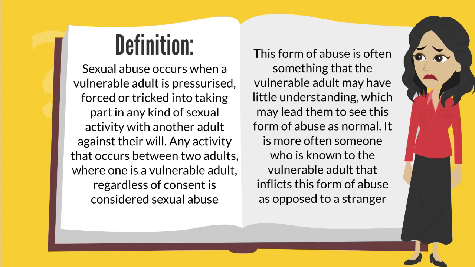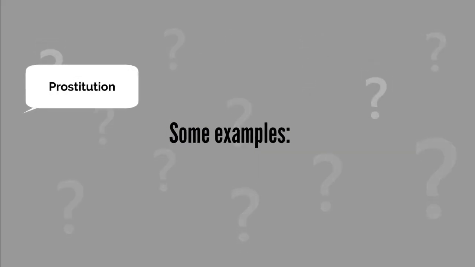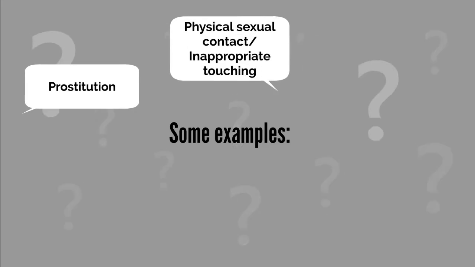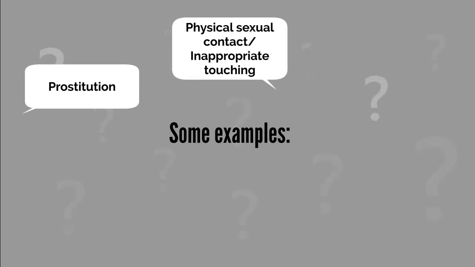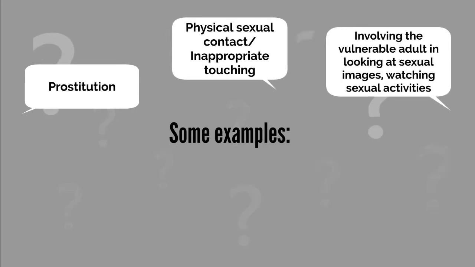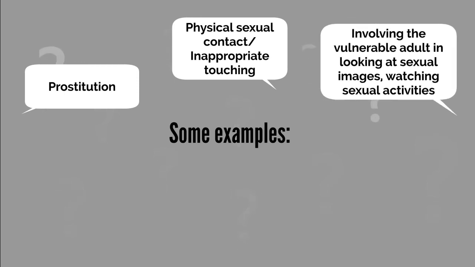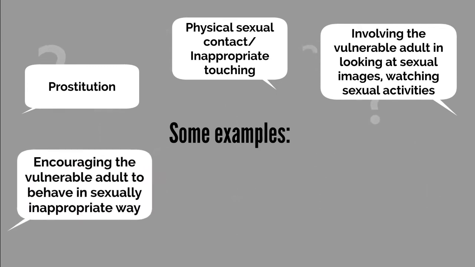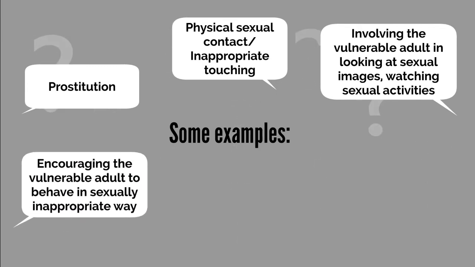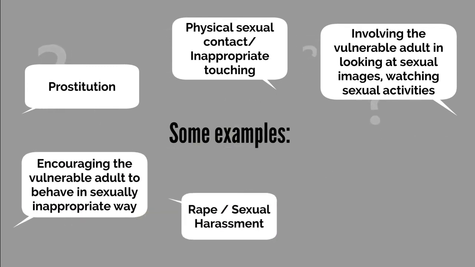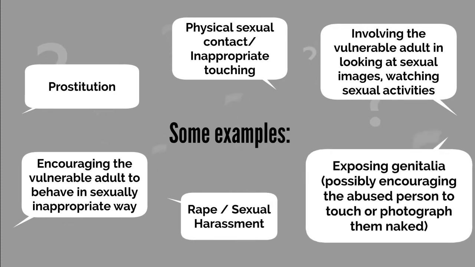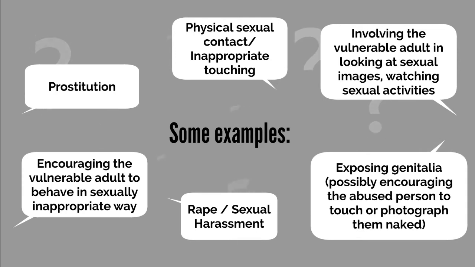Examples of this form of abuse are prostitution, physical sexual contact, inappropriate touching, involving the vulnerable adult in looking at sexual images, watching sexual activities, encouraging the vulnerable adult to behave in sexually inappropriate ways, rape, sexual harassment, exposing genitalia, possibly encouraging the abused person to touch or photograph them naked.